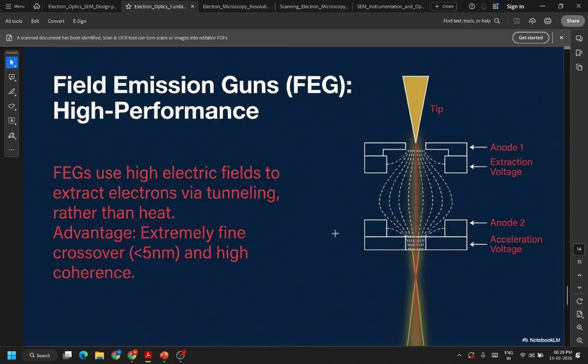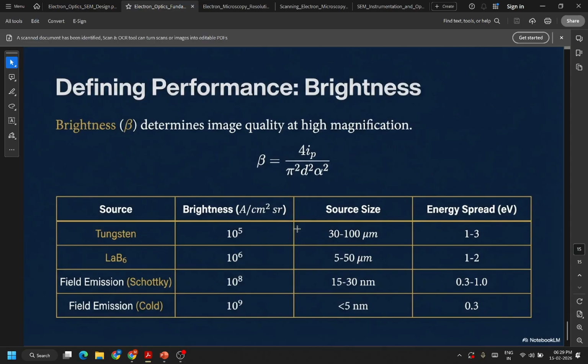The advantage here is that this has an extremely fine crossover. Crossover is the point where the emitted electrons meet. It also has very high coherence. So they have a very high resolution.